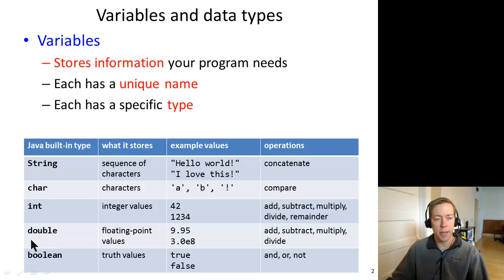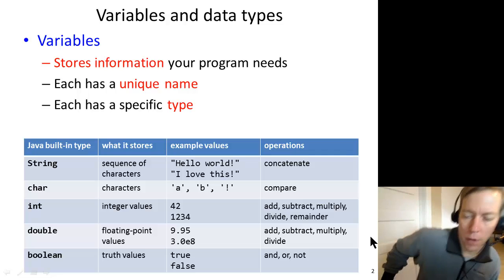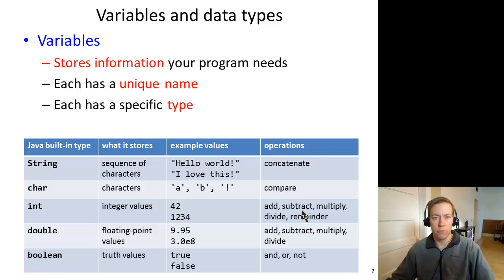Another very important data type in Java is the double. A double represents a floating point value. So something with a decimal, like 9.95. Maybe you're referring to the price of an item in your shopping cart, or maybe you're referring to the speed of light, 3.0 times 10 to the 8th. You can specify it in scientific notation like this. So you have a decimal, and then this is the exponent of the scientific notation. And as you might expect, operations on those are mathematically related as well. You can add, subtract, multiply, and divide with double values.